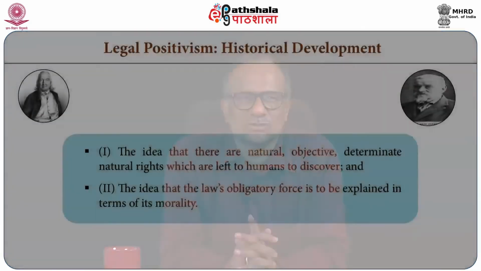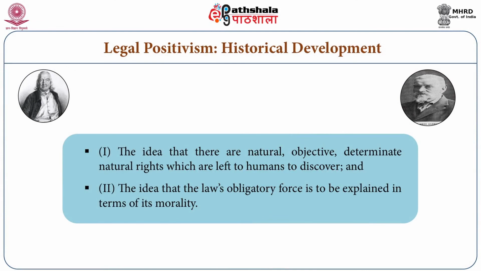To be precise, legal positivists such as Bentham and Austin reject these two propositions. One, the idea that there was a natural, objective, determinate natural right which is left to humans to discover, and two, the idea that the law's obligatoriness is to be explained in terms of its morality. They argued that there is no relation between law and morality. There need not be a close relation between law and morality.